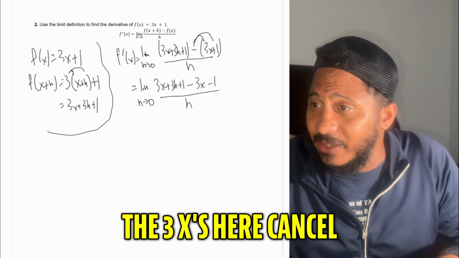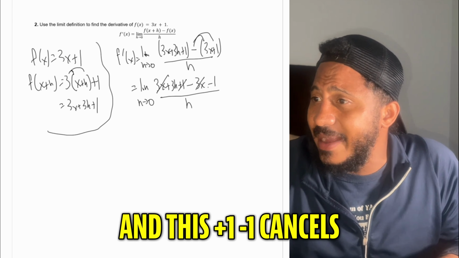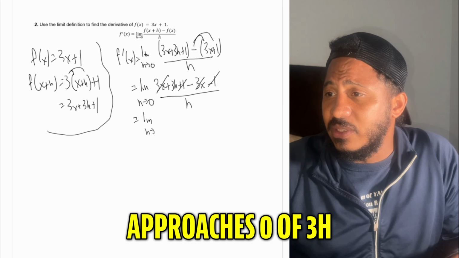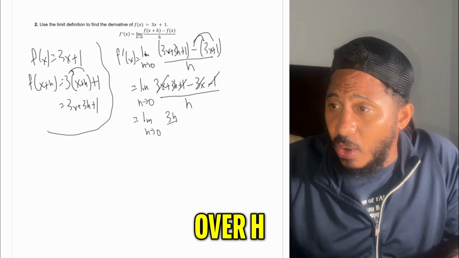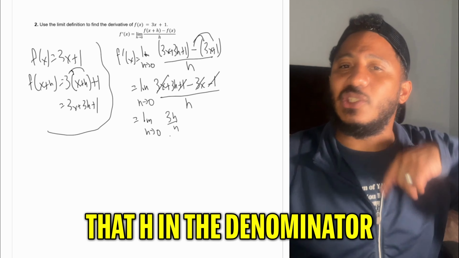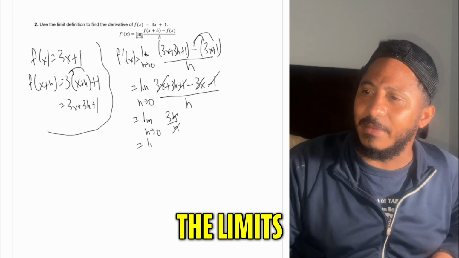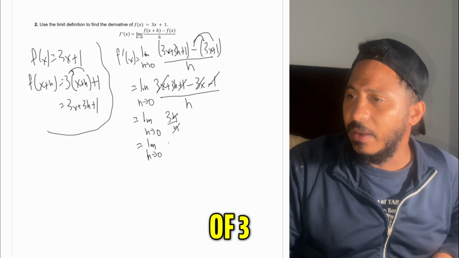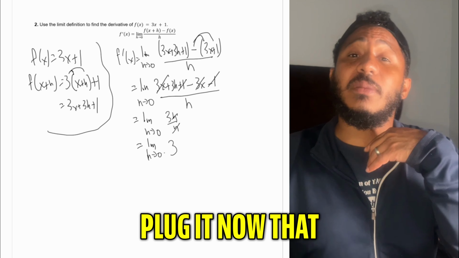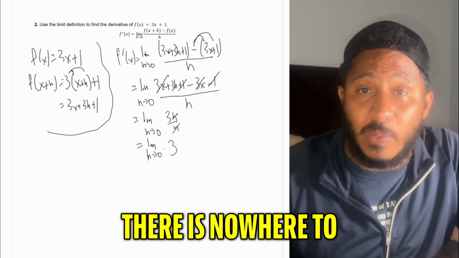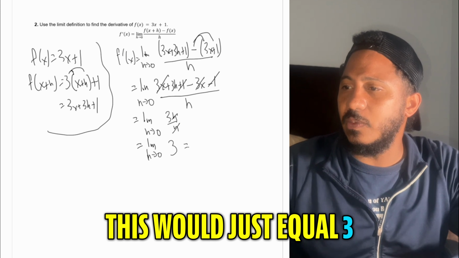Things get to canceling, right? The 3x's here cancel, and this plus 1 minus 1 cancels. So what's left is just the limit as h approaches 0 of 3h over h. Again, now we can cancel that h in the denominator. So here the h is canceled. We get the limit as h approaches 0 of 3. Again, now that the h canceled, I can plug in h is 0, but there is nowhere to plug it in. So this would just equal 3.